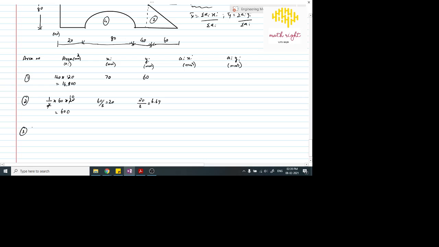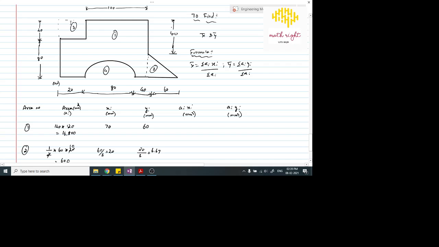Similarly, the third area. This is the area of 3. What is the dimension? This total is 140. 40 into 20, sir? No, 40 into 40. These are not all at the same height.